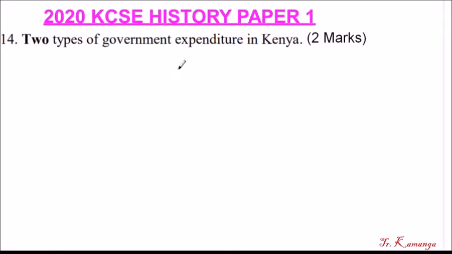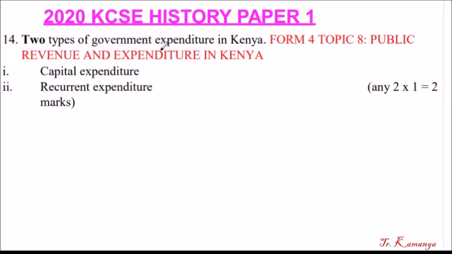Question number 14. 2 types of government expenditure in Kenya. Which are these 2 expenditures? This is from Form 4 Topic 8, Public Revenue and Expenditure in Kenya. So we have capital expenditure and recurrent expenditure. So you get 1 mark for each, this one is any 2 times 1.